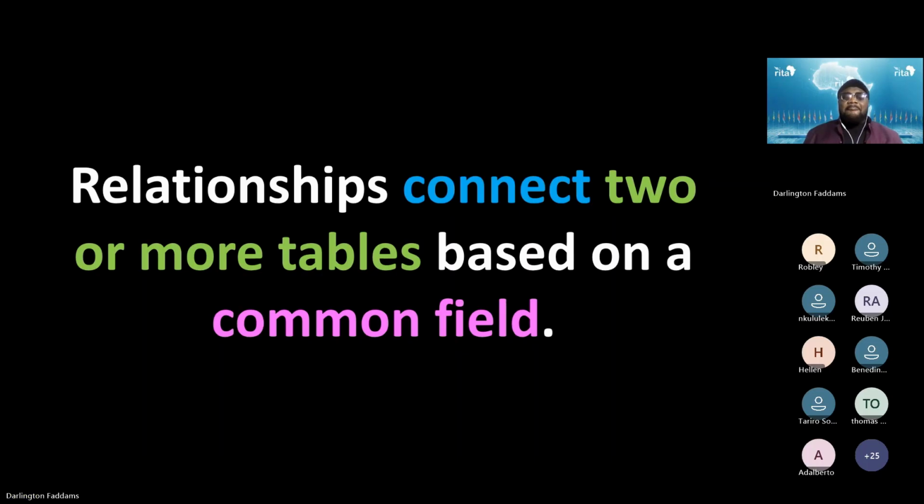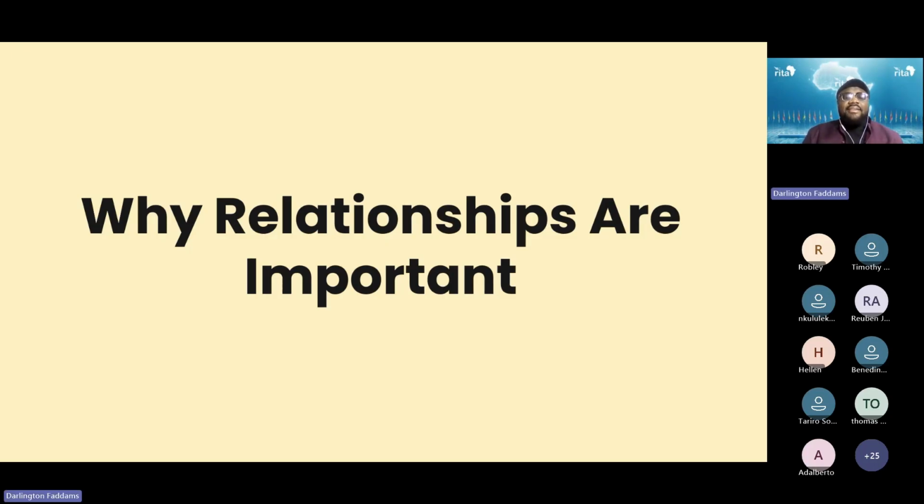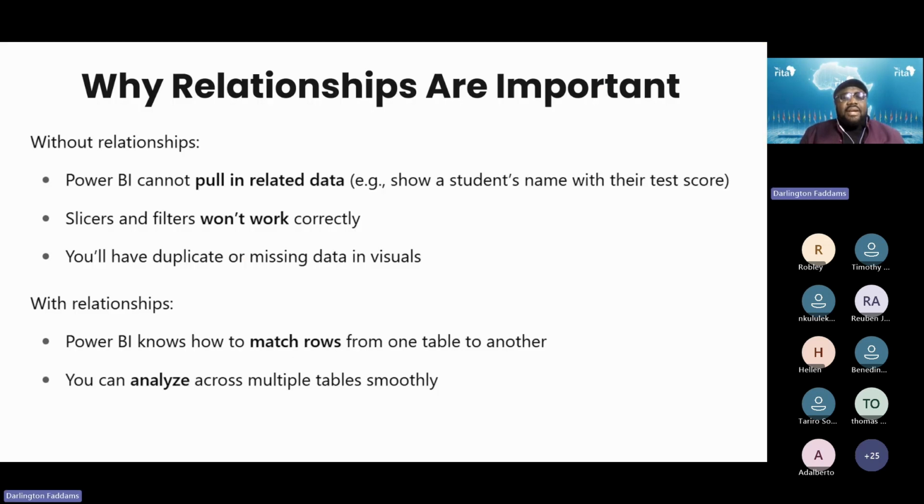But then they have something in common. And this is talking about a common field. All right. So relationships connect two or more tables based on a common field. Now, why are relationships important? Without relationships, Power BI cannot pull in related data. When two tables have related data, Power BI cannot pull data from these two tables.